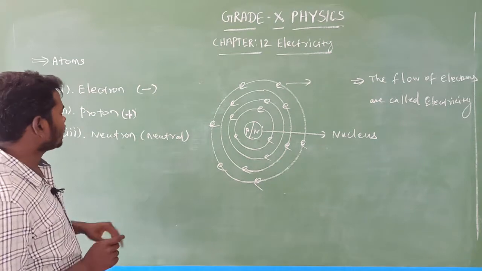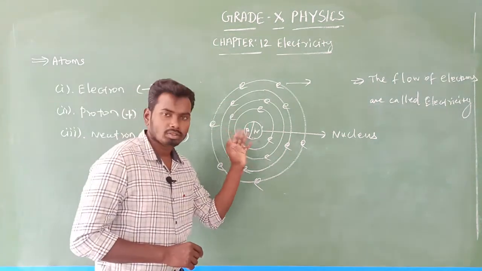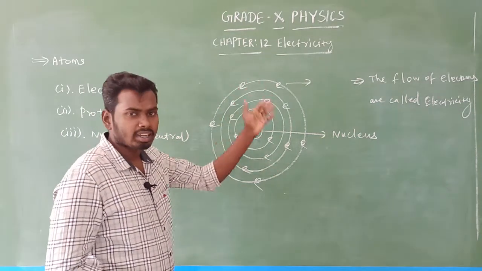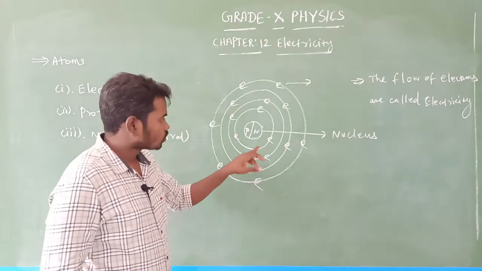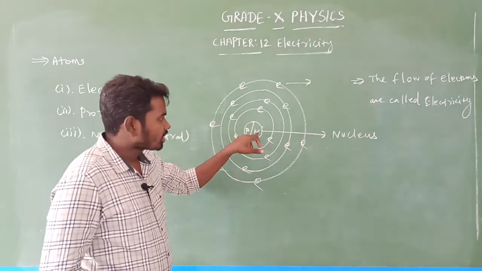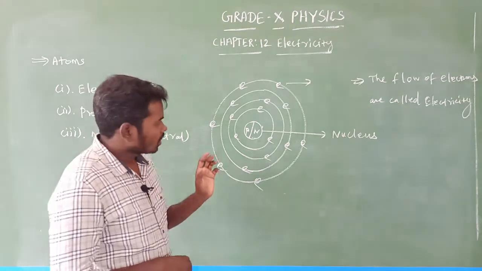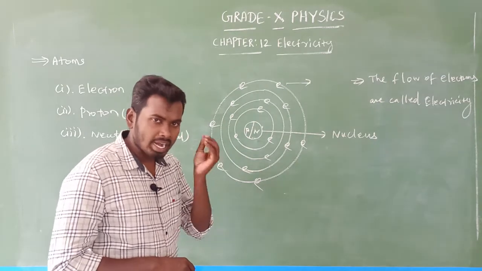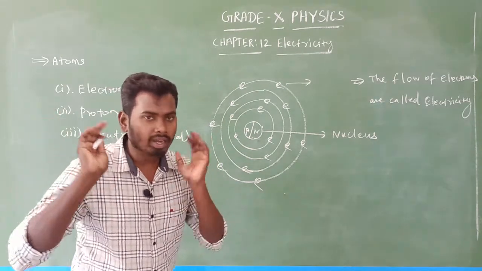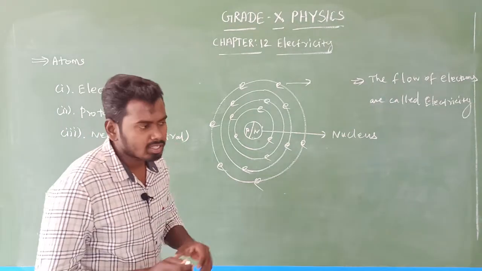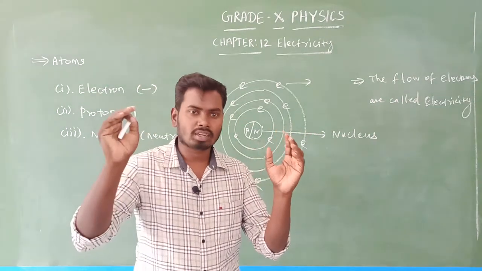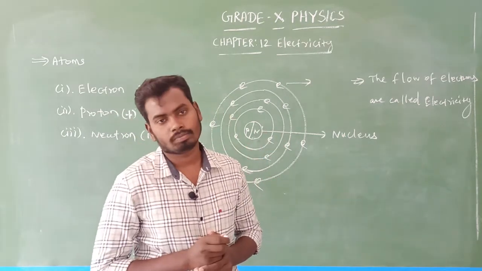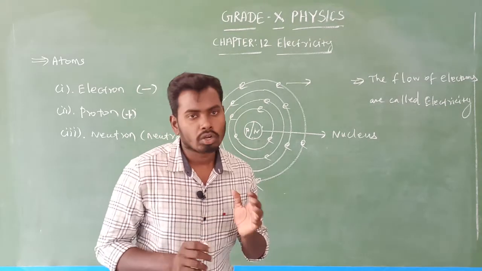Okay, because look here. Already we know this is the atomic structure. The protons and neutrons are held firmly at the nucleus, and the electrons are continuously revolving around the nucleus. So protons are there, electrons are there, neutrons are also there. The number of protons in an atom is equal to the number of electrons in an atom. That is the reason why a normal atom has neutral charge.